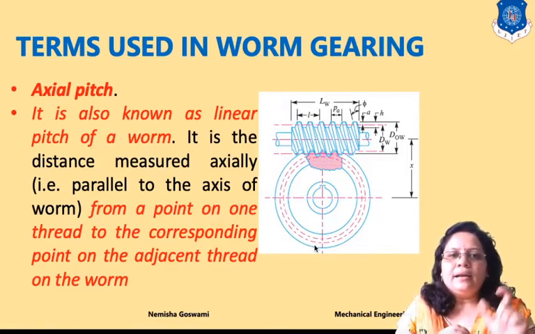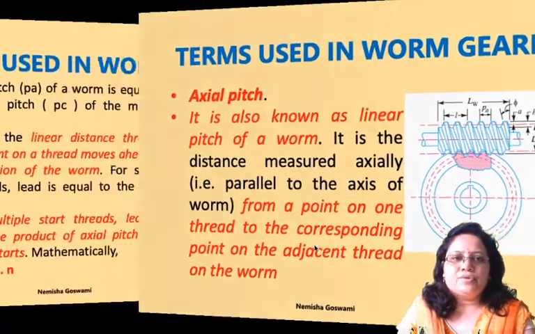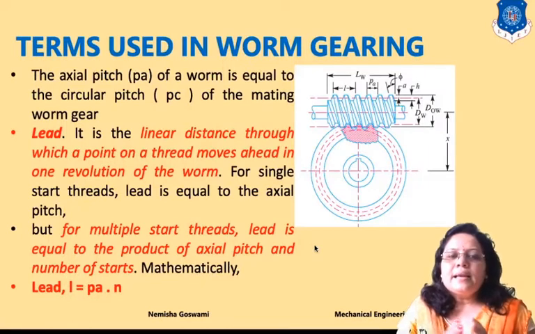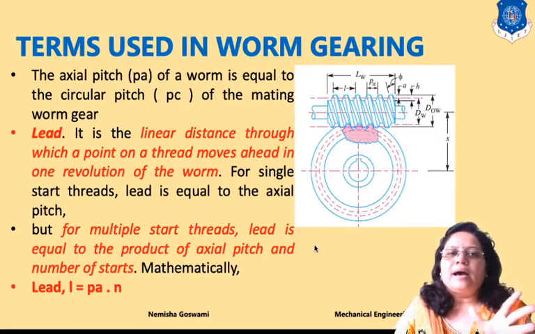Meaning, from one point to another point between adjacent teeth of the worm. These are known as axial pitch. The axial pitch of the worm is equal to the circular pitch of the mating worm gear, as we have already discussed this fundamental in helical gear, PA and PC. PC is the circular pitch and PA is the axial pitch. Both are equal mathematically.